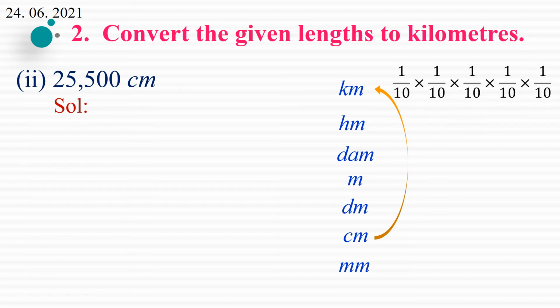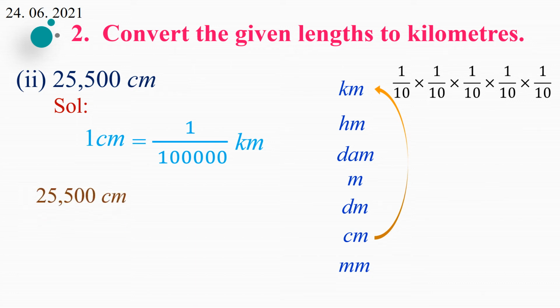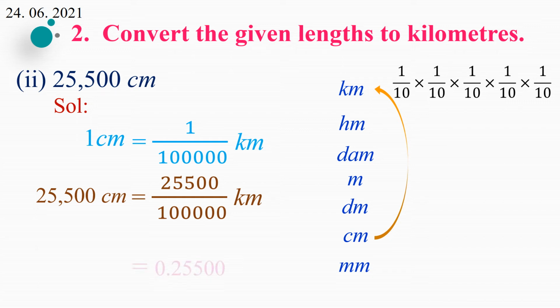So we get 1 by 10 multiple with 1 by 10 multiple with 1 by 10 multiple with 1 by 10 multiple with 1 by 10. The formula is 1 centimeter equal to 1 by 1 lakh kilometer. Now substitute the value 25,500 centimeter. We get the value is 25,500 divided by 1 lakh kilometer.